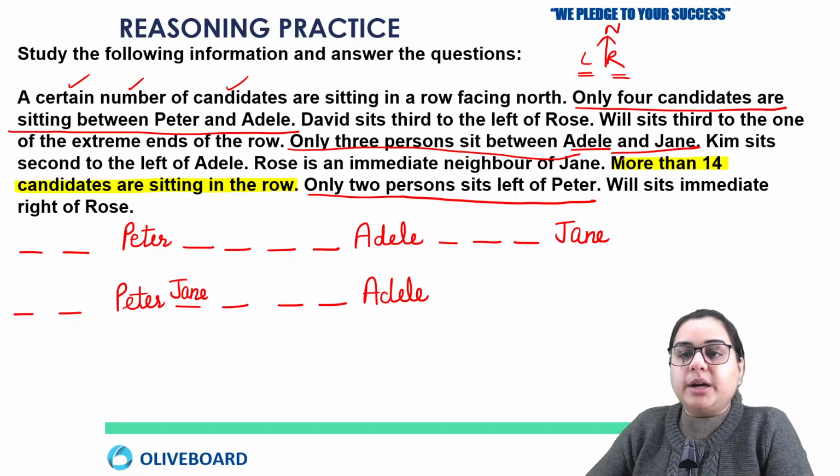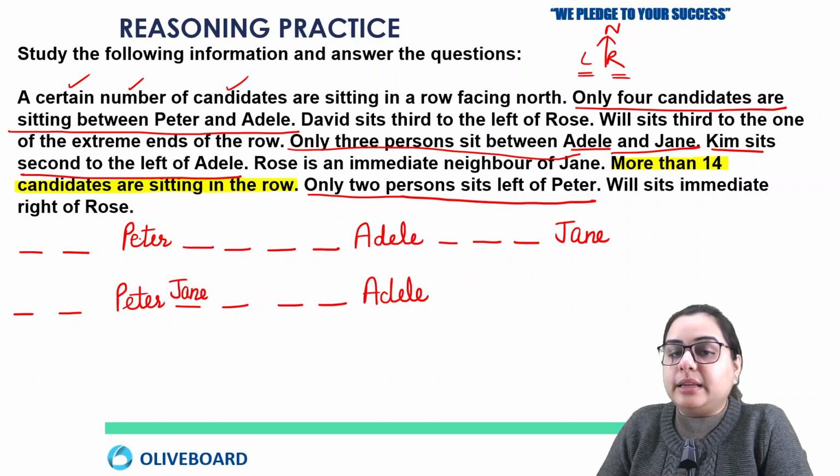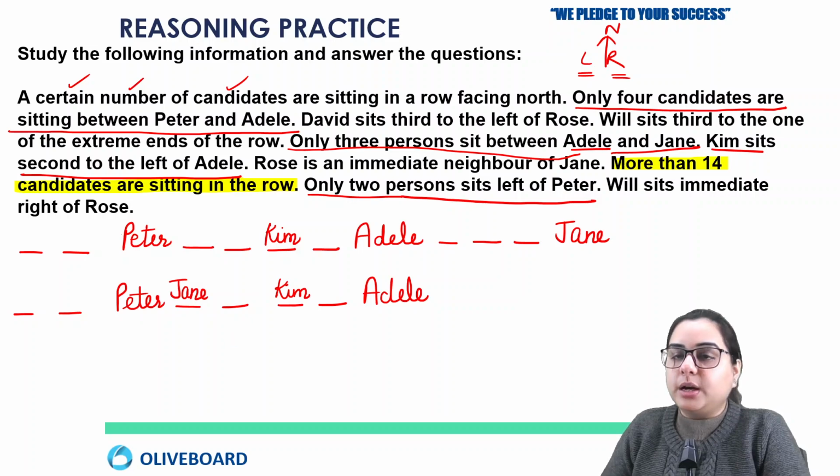Okay, so about Adele, you have that Kim sits second to the left of Adele. So second to the left of Adele, who sits? Kim. Okay, so here I am going to write Kim. So now we are going to solve this question, using the information in both the possibilities.